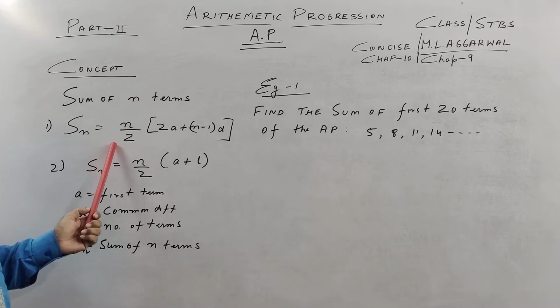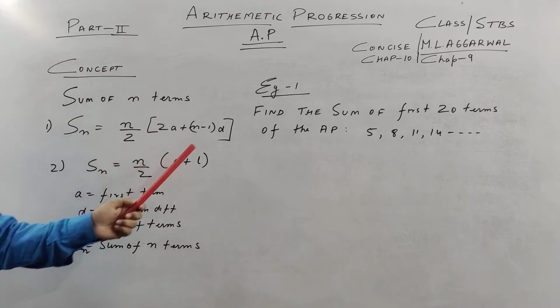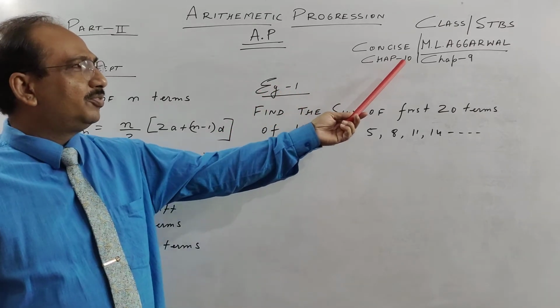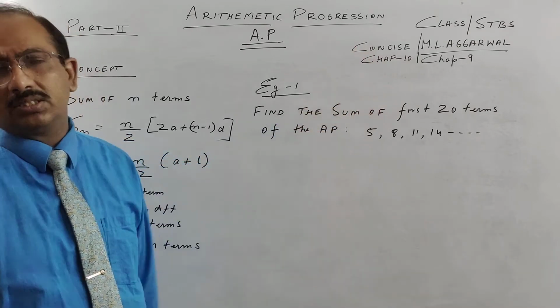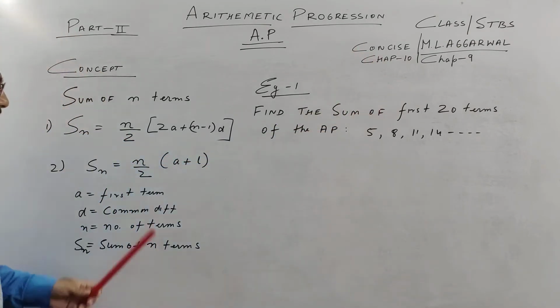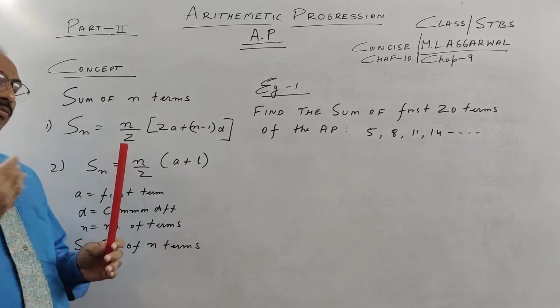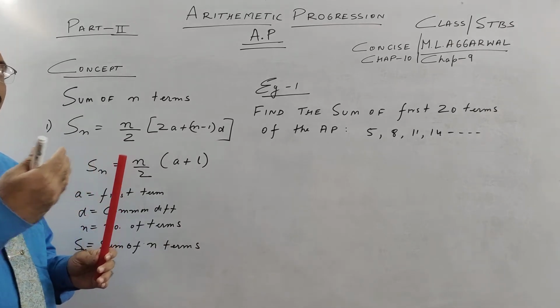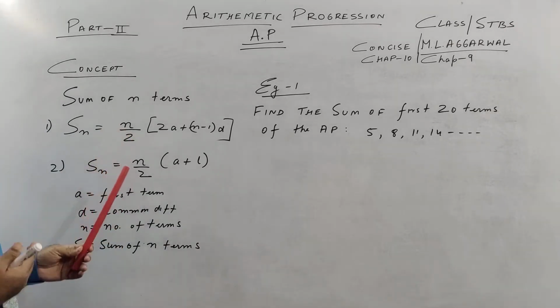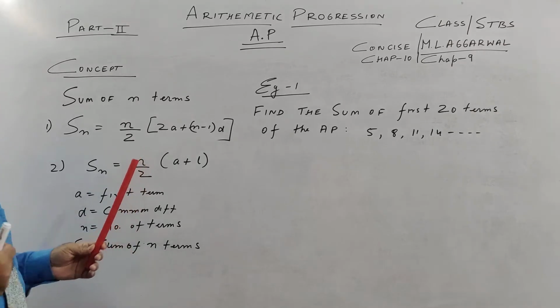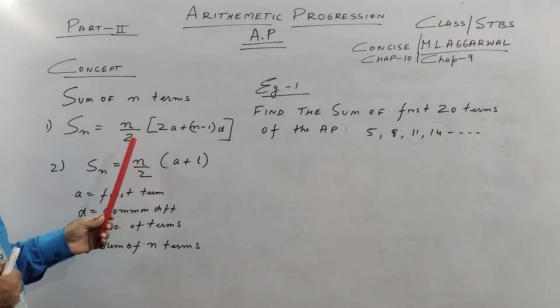Here it's very nice. If you see any standard book, I am following ML Agarwal, chapter 9, or in the Concise it is chapter 10. In any standard book, we arrange the terms and again arrange them in opposite order and then we add them. Very simple logic is there, which you can see in the book.